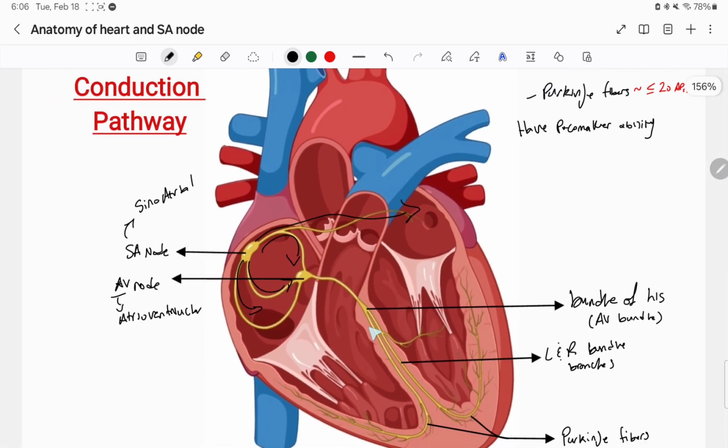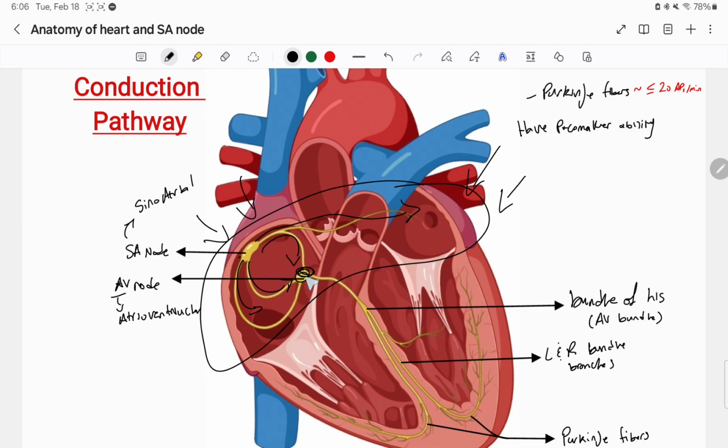What does that all mean? Well, the SA node causes a depolarizing wave, or an excitation wave, that depolarizes the atria first. So the atria will start to contract first, okay? They will start to contract first because the signal is generated here. The action potential is generated here. Then at the same time that signal reaches the atria, all around the atria, that signal reaches the AV node.